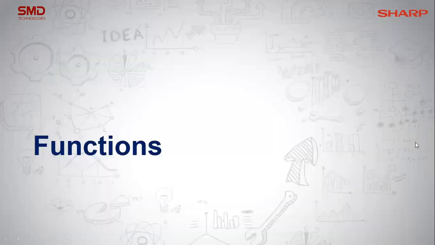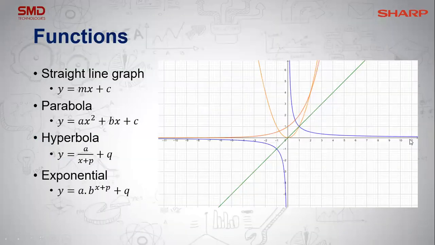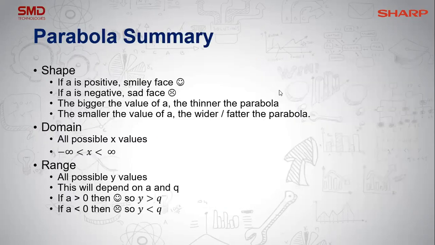Cool. All right, functions. Functions is a massive topic all on its own, so I've just quickly put together summaries for you, and we can go through them very quickly. With your parabola, remember to pay attention to the shape of your face. If your A is positive, then your face is a smiley face. If it's negative, it's a sad face. That will affect your minimum or maximum values, your turning points. And it will also affect the width of your parabola.